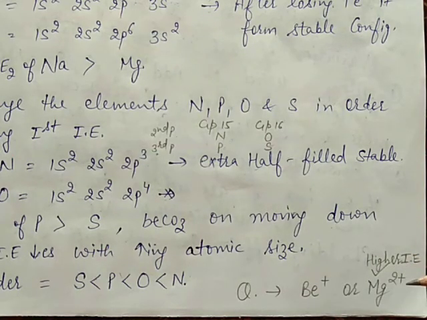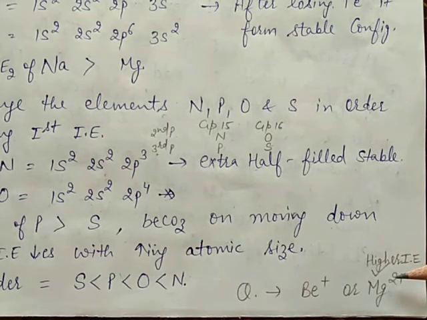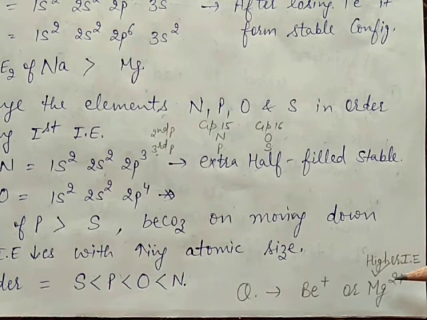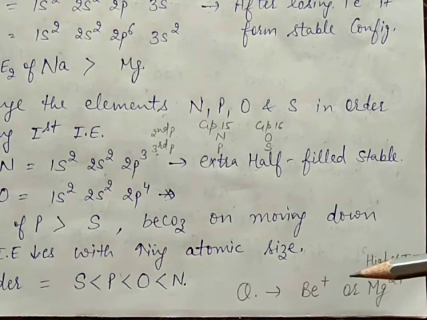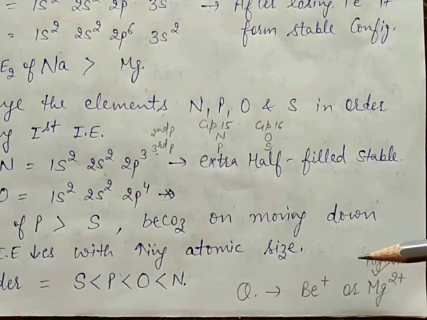So the electrons have to be removed from the stable inert gas configuration, which is very difficult. So high ionization energy is required in the case of magnesium. So the ionization enthalpy of magnesium is higher than that of the Be+ ion.